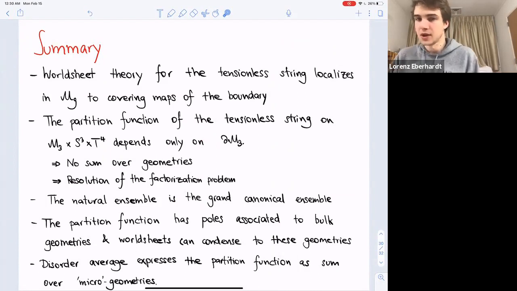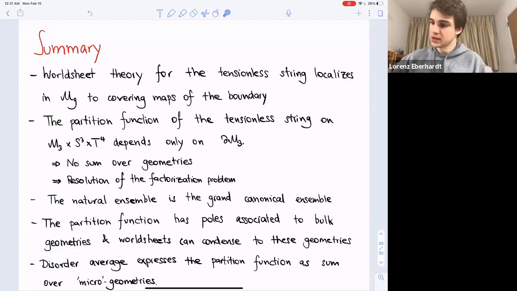Okay, so let's summarize again the main takeaway messages that we had. The first technical result is that the worldsheet theory for this tensionless string theory on AdS3 on any hyperbolic 3-manifold would localize in the moduli space of Riemann surfaces to covering maps from the worldsheet to the boundary. So both are Riemann surfaces and you have these covering maps.